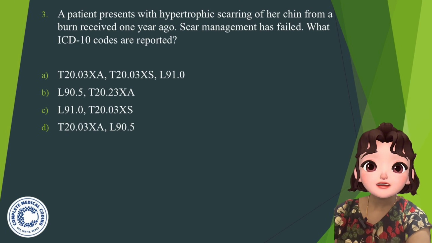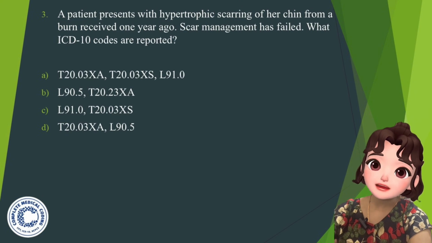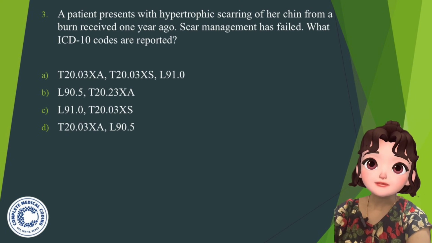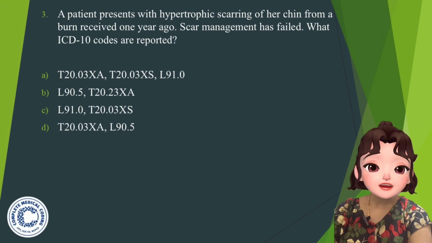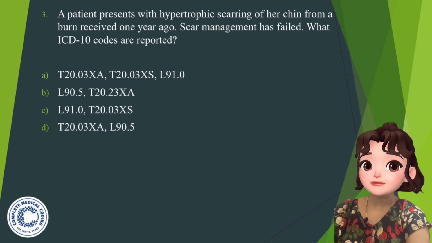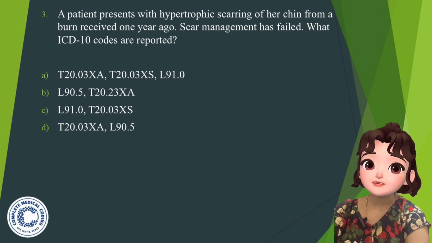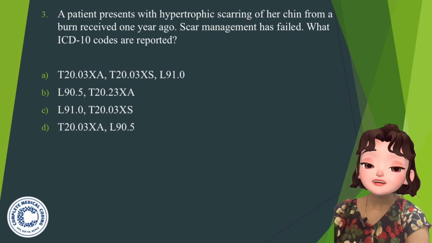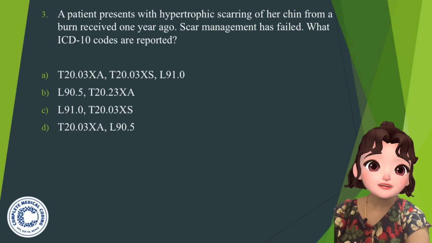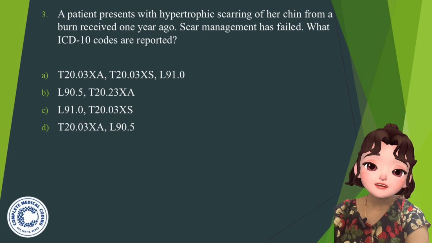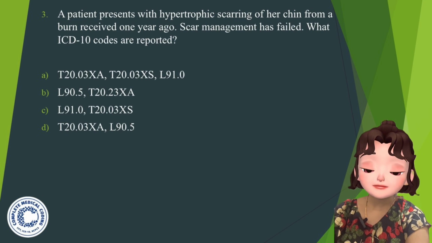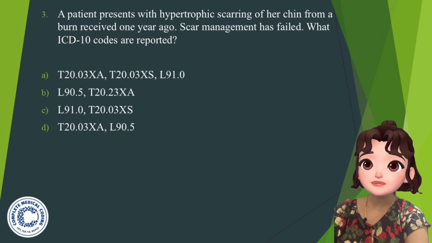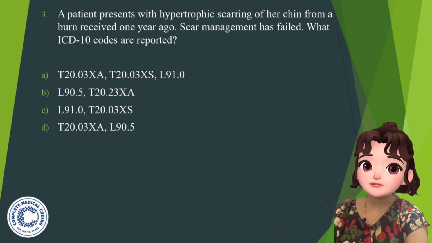The burn was since 1 year ago and then the scar management has failed. So it means what type of condition it is now. Is the patient here to treat initial burn or subsequent burn or sequela? Then you can easily find out the answer from the options within less than a minute. Since the burn was received 1 year ago and the management has failed, it means it is a sequela. It's not an initial encounter and not subsequent, because there is a 1 year gap since the treatment was carried out and scar management also failed. So it will be sequela.